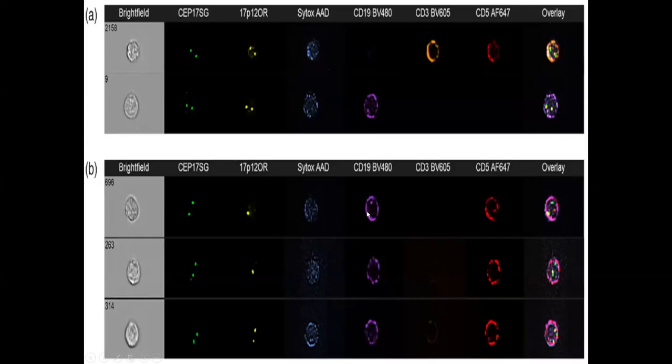And you can see that this is CD19 positive, so it's a B cell. It is CD3 negative, CD5 positive. So if you have CD19 and CD5, it should be a mantle cell or a CLL, right? This is a CLL case. And currently we say just CLL.